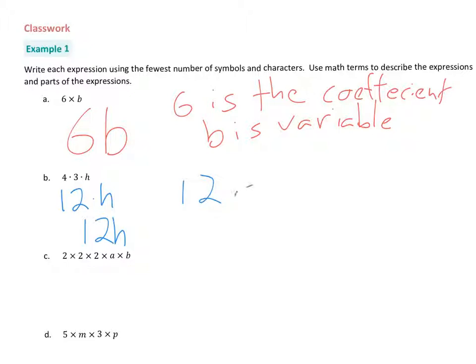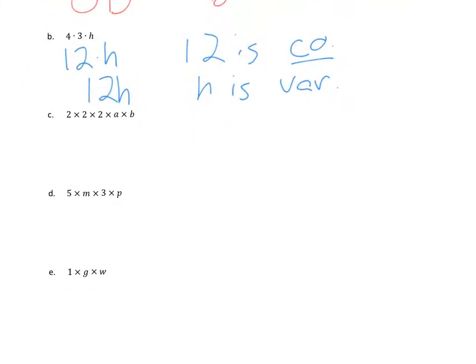So 12 is the coefficient. I'm just going to simplify it. H is the variable. Now this next one is the same thing as before. We just have 2 times 2 times 2. Well, those are all numbers. I can actually multiply those things together. So 2 times 2 times 2 is 4, 4 times 2 is 8. So this is the same as 8 times a times b.